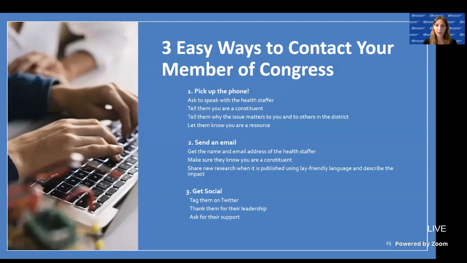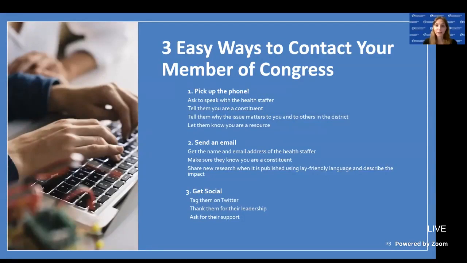If you call the office of your member of Congress, ask to speak to their health staffer. When you talk to them, tell them you're a constituent, tell them where you live, not necessarily your exact address, but tell them what city or town you live in, tell them what neighborhood you live in, tell them where you work, your institution, and then tell them why the issues that they're working on matter to you and to others in your district.